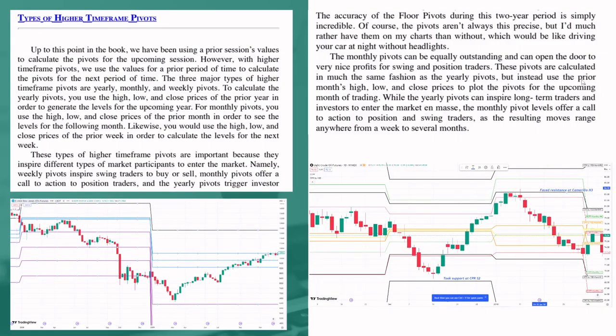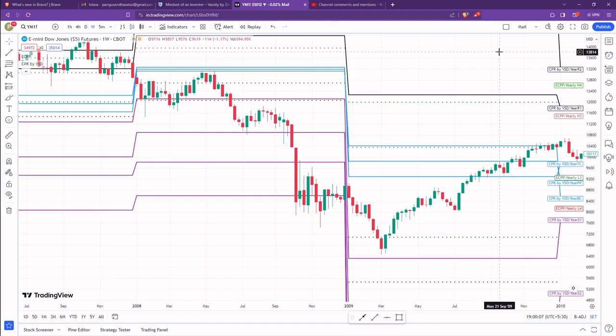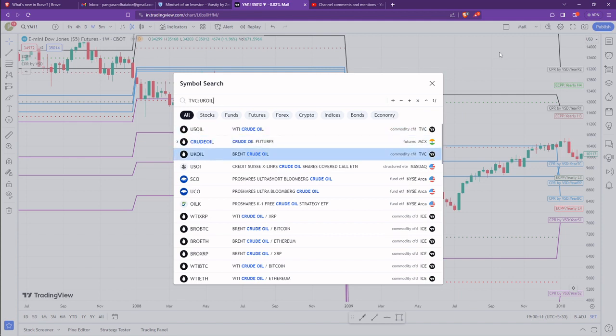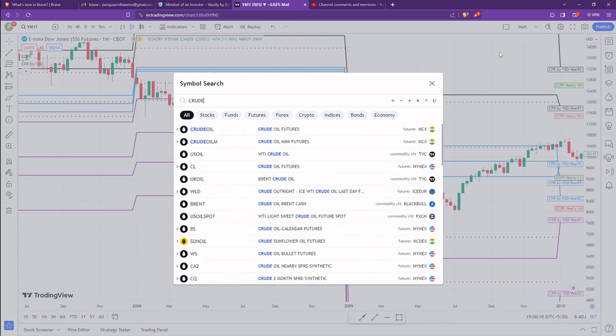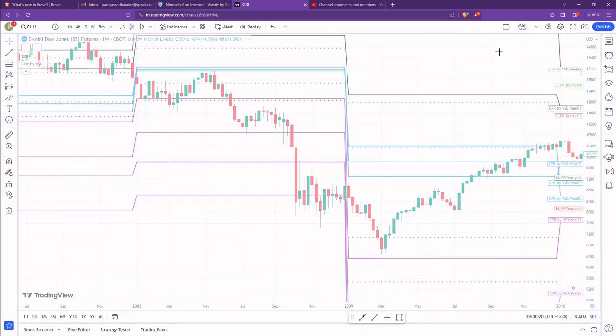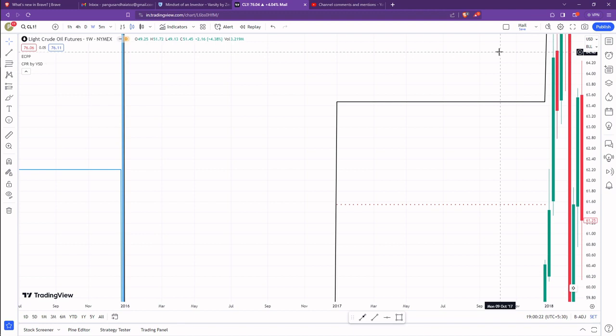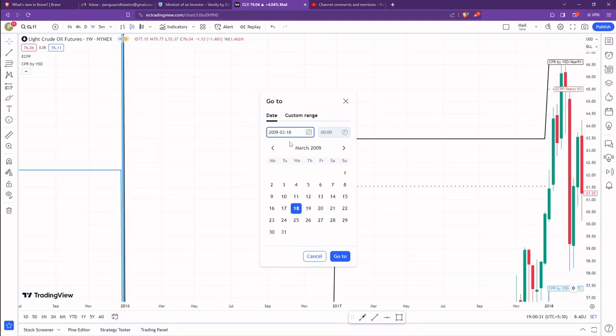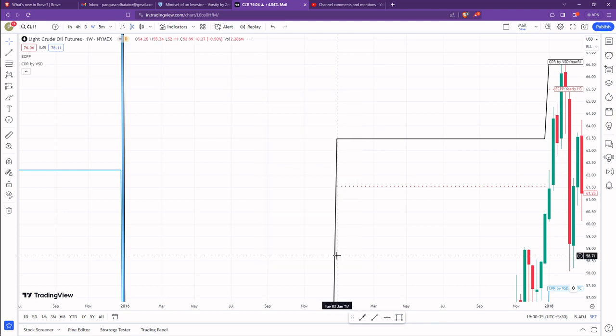Let's go to the next example. This is on crude oil futures. Okay, let me go to crude oil futures. Here it is. So in this example, in his book figure 9.3, he is talking about the crude oil futures during the year 2010. Let us go to the year 2010. Okay, 2009, let me go over here.